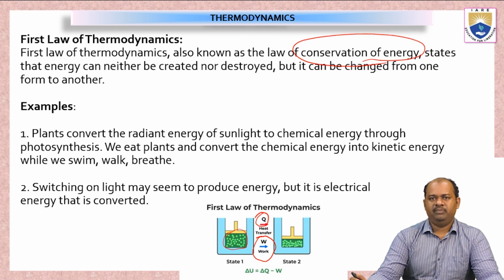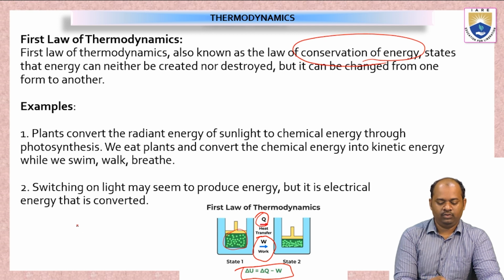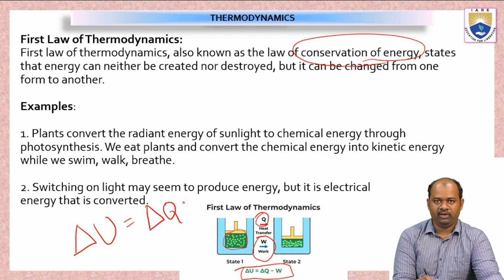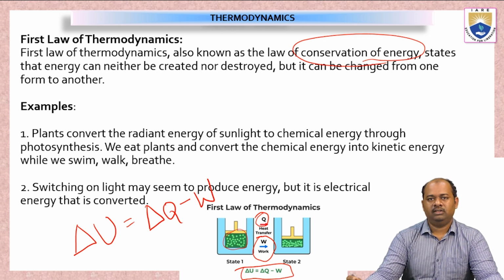So we can simply write the equation for the thermodynamical first law as this: delta U is equal to delta Q minus W. So delta U is nothing but the internal energy, which is equal to delta Q, which is the heat supplied or taken from the system, minus W. So W is the work done on the system. So this equation is derived from the first law of thermodynamics.